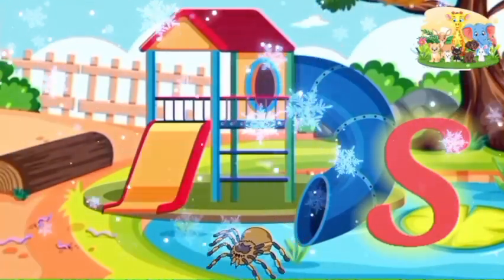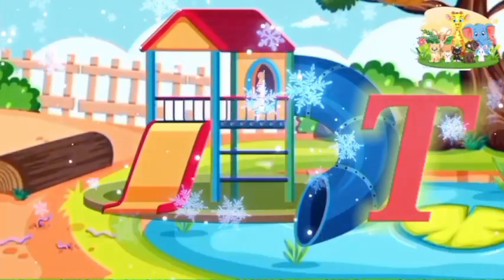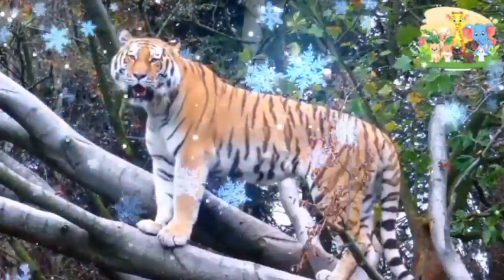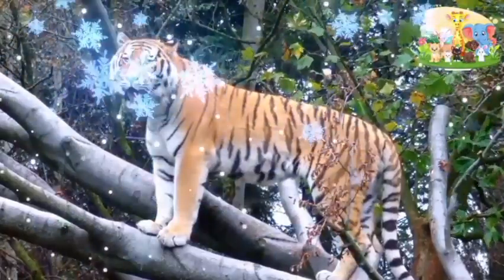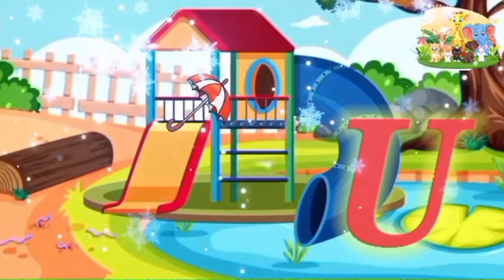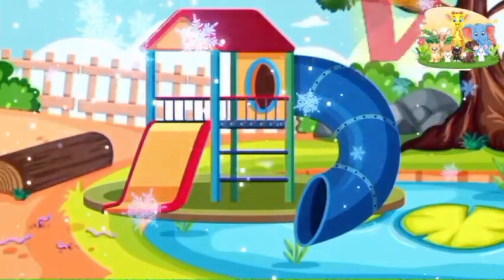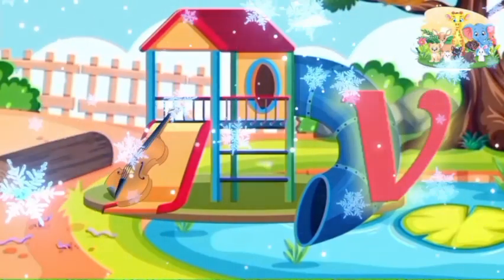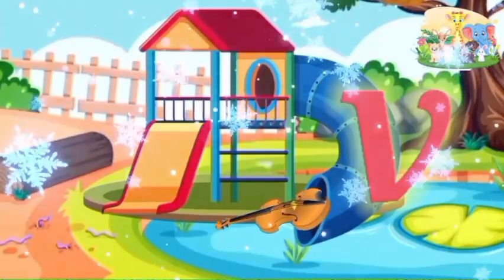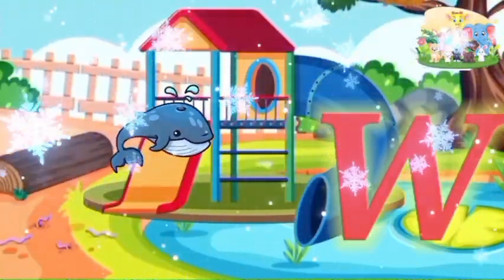S, spider. T is for tiger, tiger. T, tiger. U is for umbrella, umbrella. U, umbrella. V is for violin, violin. V, violin. W is for whale, whale.